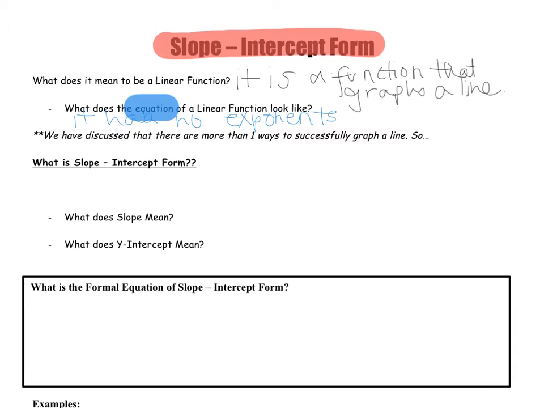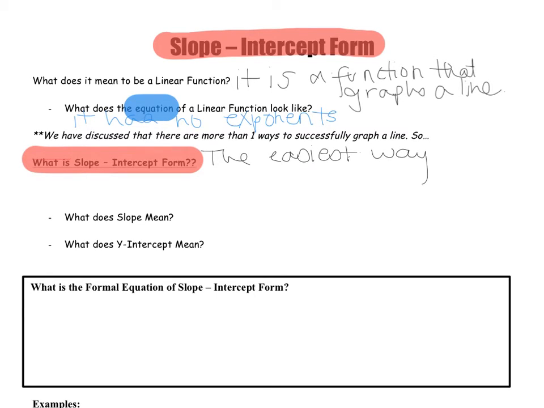So then there is this thing that's called slope-intercept form. I want you to give that a highlight. Slope-intercept form, it is the easiest way to graph a line. Okay. So this is the best way to graph a line. In order to graph a line in slope-intercept form, we need to know the slope and we need to know the y-intercept. So last class we talked about the word slope.